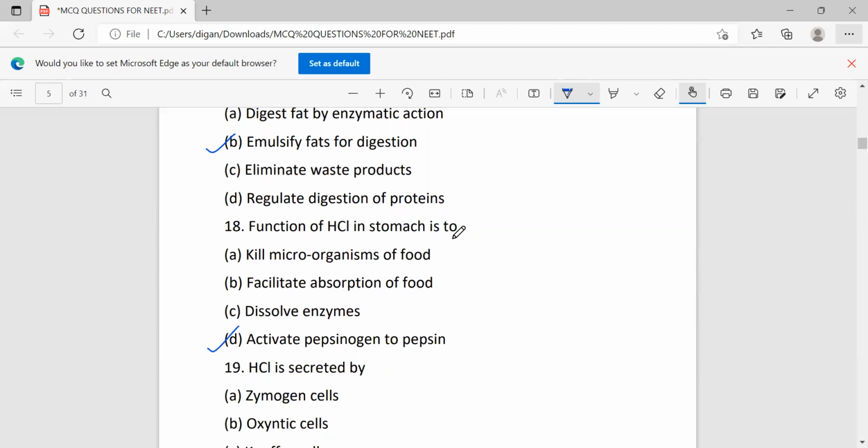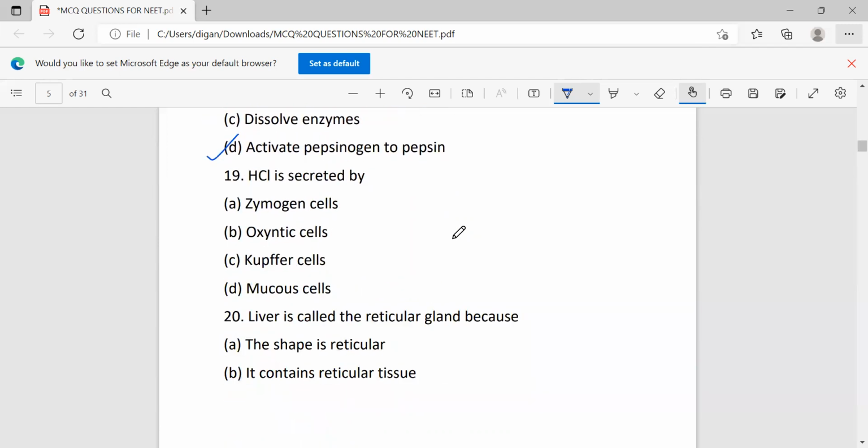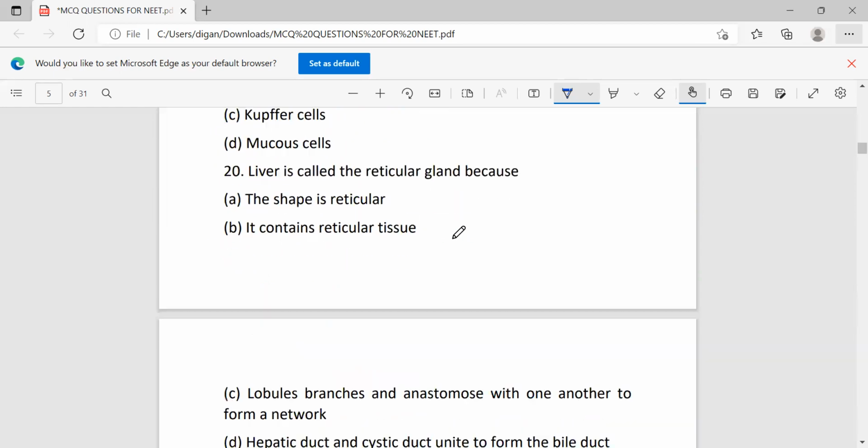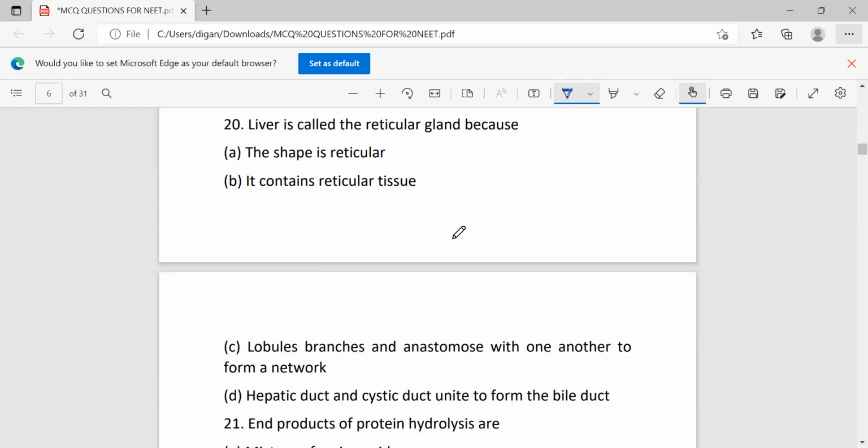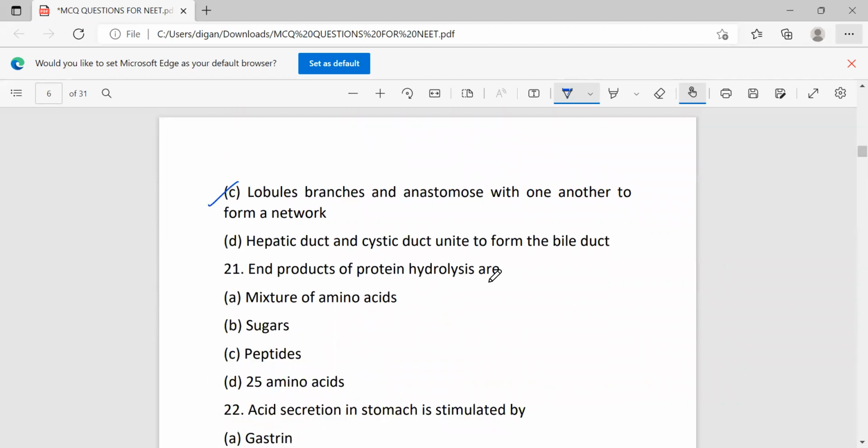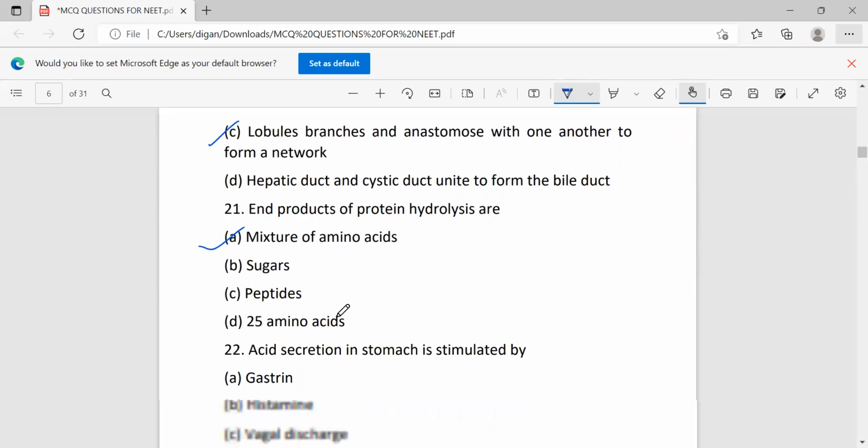Then question number 18: the function of HCl in the stomach is, correct option is D, activate pepsinogen to pepsin. This is the function of HCl. Next, HCl is secreted by what type of cell? Answer is oxyntic cell. The liver is called a reticular gland, why is it called a reticular gland? The correct option is C: lobules, branches, and anastomoses with one another form a network. Then question number 21: the end product of protein hydrolysis is, correct option is mixture of amino acids.